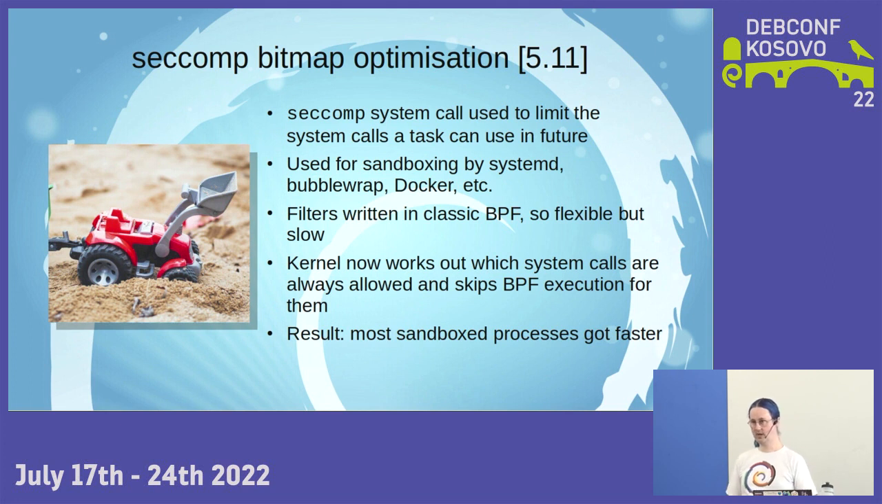So the kernel will now emulate a call through the filter with each of the possible system calls that it supports. If it discovers that the program would always allow that system call number without looking at the arguments, then it can use that to build up a bitmap of always allowed system calls, and in future it can bypass the program by consulting that bitmap. So the result of that is most sandboxed programs have got a little bit faster without any changes required in user space.